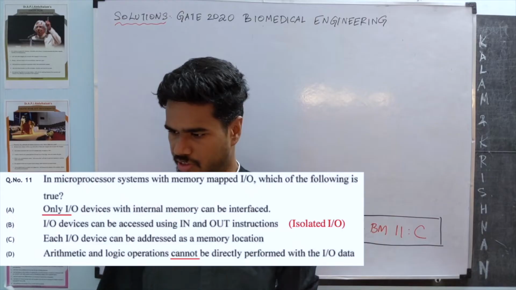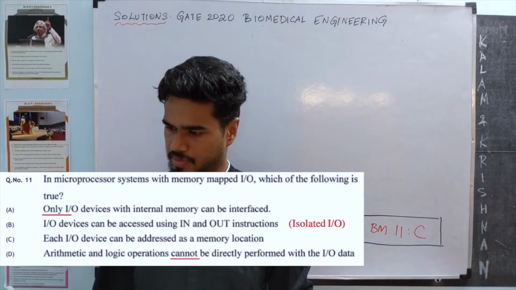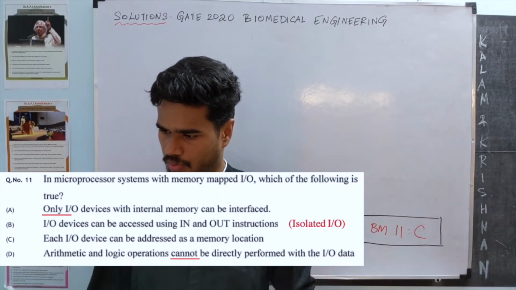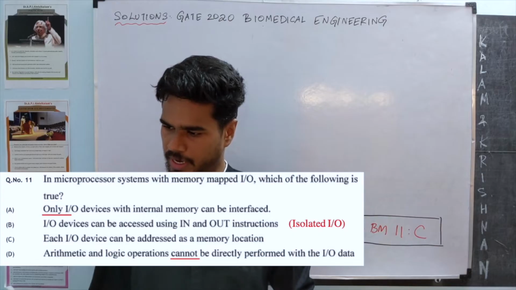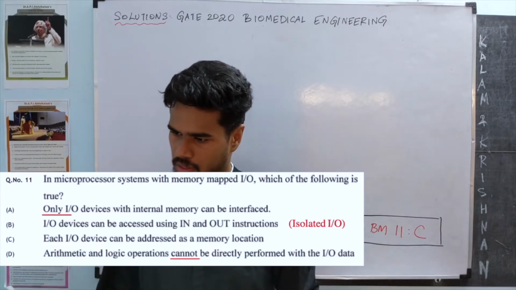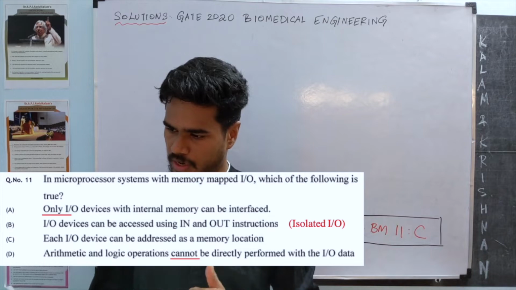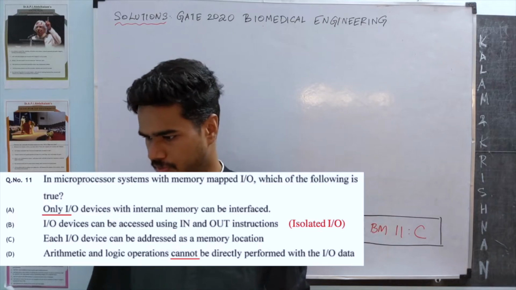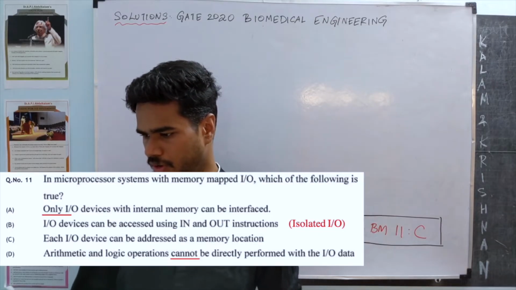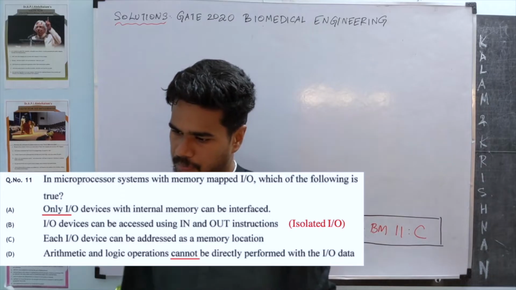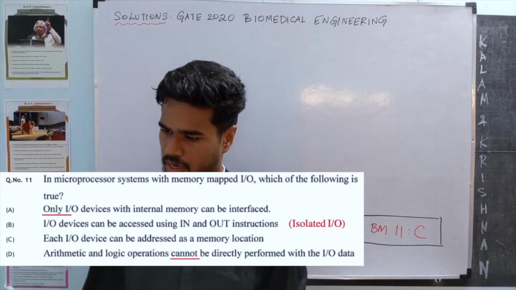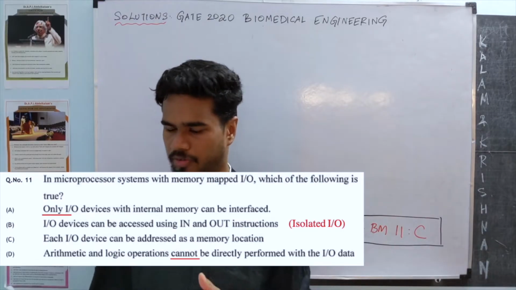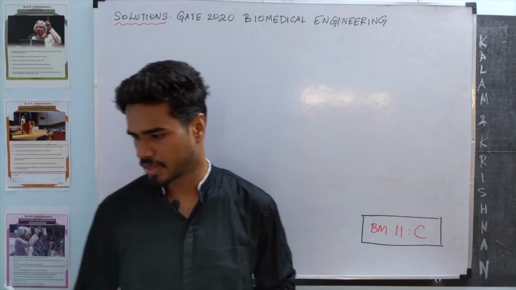Question 11 from Biomedical Engineering. In microprocessor systems with memory mapped I/O, which of the following is true? Only I/O devices with internal memory can be interfaced. No, that's not the case. I/O devices can be accessed using in and out instructions. No, that is for the isolated I/O systems. Each I/O device can be addressed as a memory location. Yeah, that's correct. Arithmetic and logic operations cannot be directly performed with the I/O data. No, they can be directly performed. So the correct answer is option C.